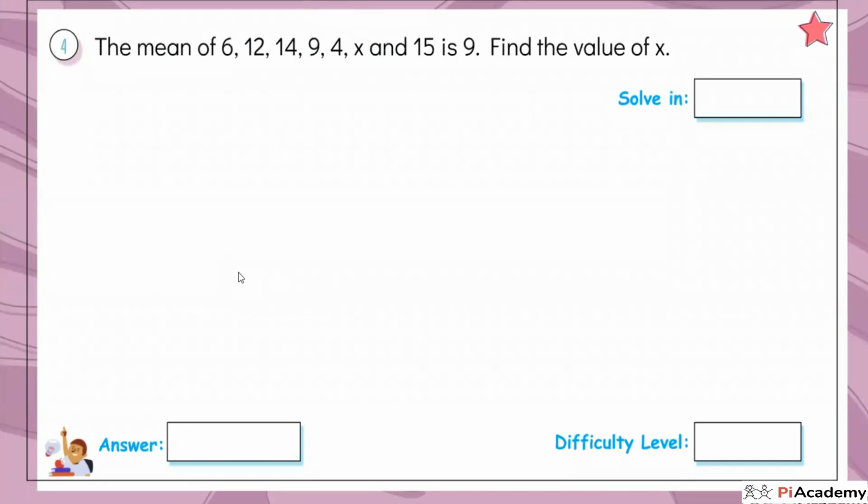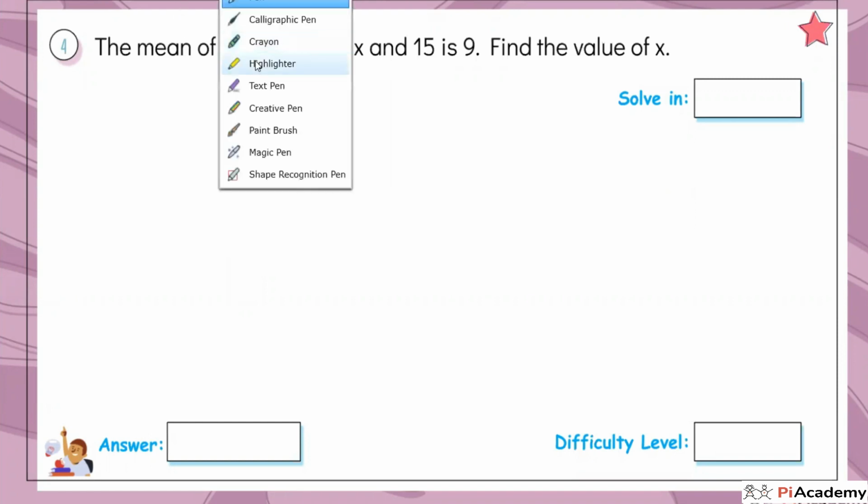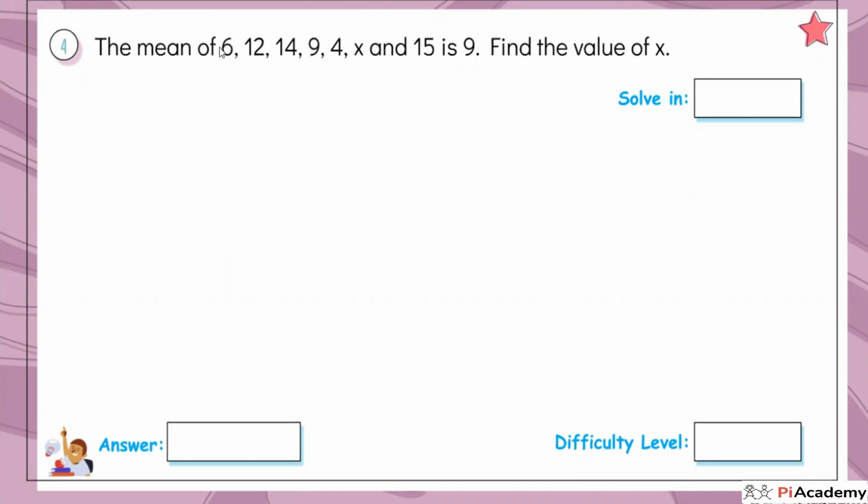I'm going to start with Sweta. Can you please read this question? The mean of 6, 12, 14, 9, 4, x and 15 is 9. Find the value of x. Okay, so the mean of these given numbers, the numbers highlighted in green, is 9, and they are looking for the value of x. So figure out how we are going to do this question, and you have 2 minutes to do it.